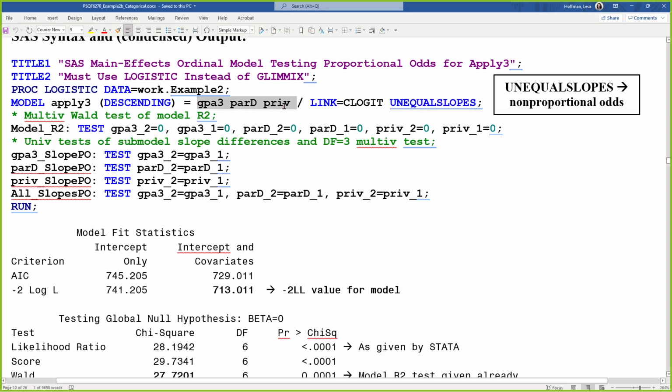So the predictors then that go in, they go in exactly the same way. You still only list them once, but then in several other spots here, you can ask it to compare the slopes across the submodels.